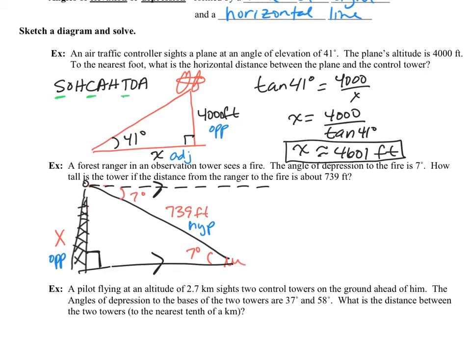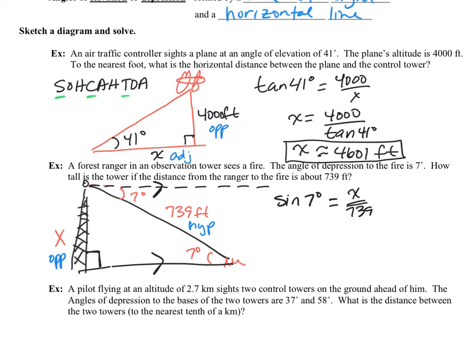So now we need to write an equation that involves a trig ratio, and the trig ratio that involves opposite and hypotenuse, that would be the sine trig ratio, because sine is the ratio of the measure of the opposite side to the measure of the hypotenuse. So let's write an equation. We're going to say that the sine of our 7-degree angle, anytime you write sine, cosine, or tangent, make sure your argument is the measure of an angle, is equal to the measure of the opposite side, well, that would be x, to the hypotenuse, which is 739. So that would be x over 739.